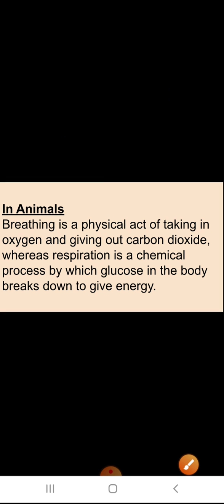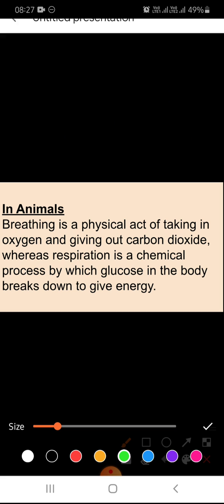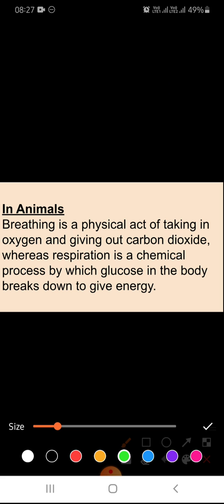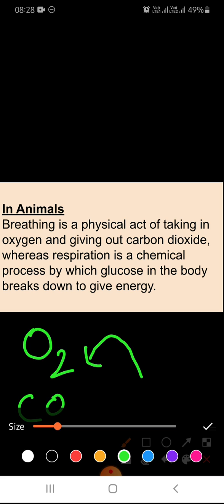Now, how does air support animals? In animals, the oxygen from the air reaches the lungs, where it is exchanged with the carbon dioxide present in the blood. Means when we breathe, what will happen? In the process of breathing, our lungs will take oxygen, and this oxygen will be dissolved and exchanged with carbon dioxide present in the blood.